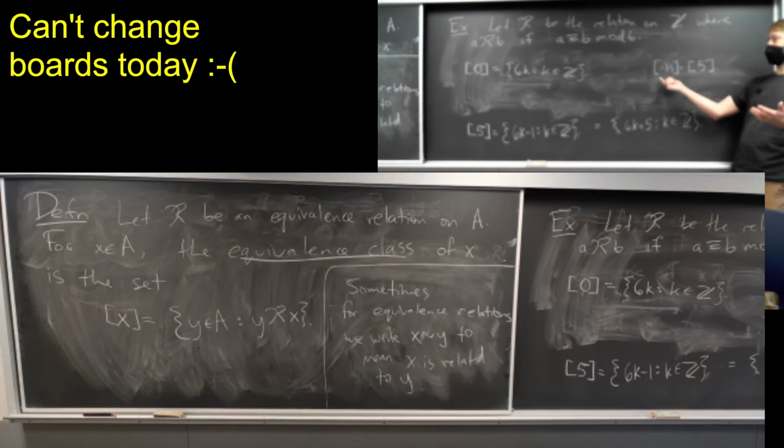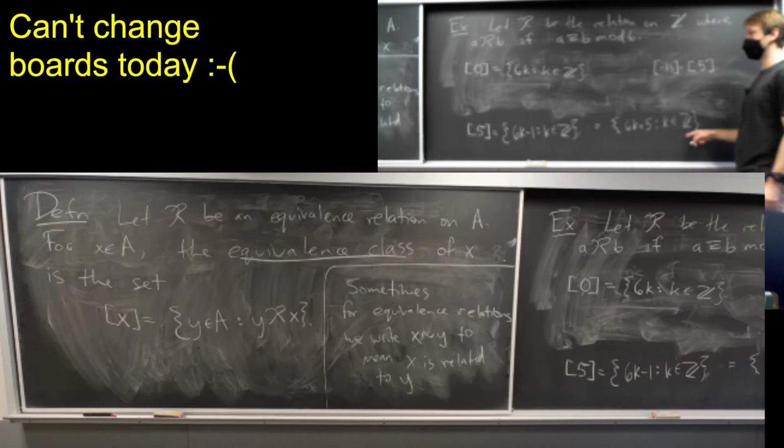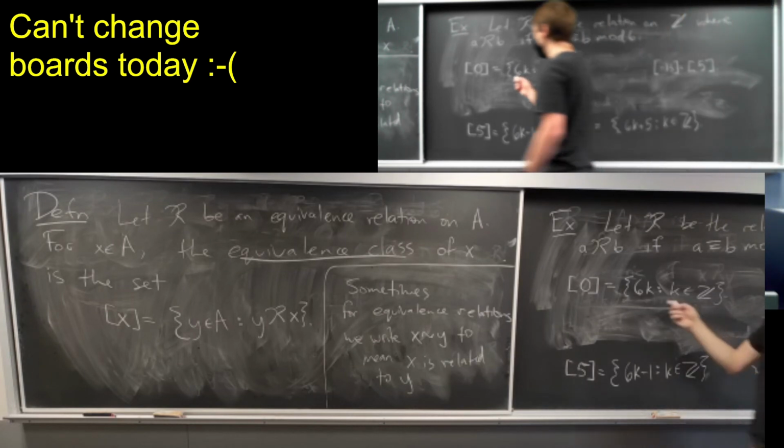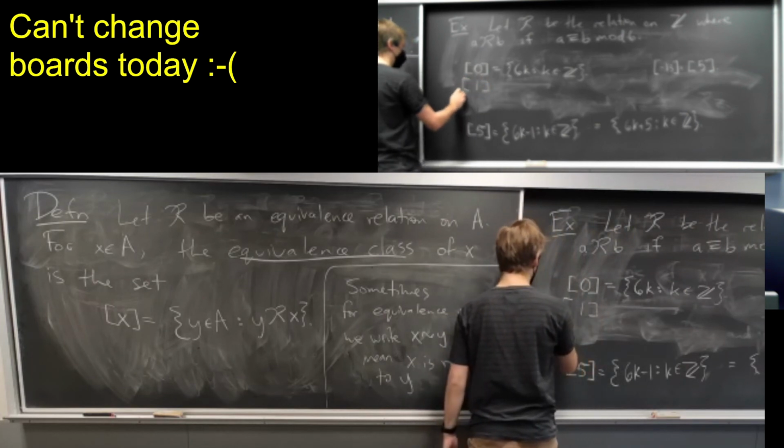But that's kind of clear, right? Because negative 13 has a remainder of 5 when you divide by 6, and so does 5. So if something's related to negative 13, it has a remainder of 5, and so it's related to 5 as well, and vice versa. So from this, you can kind of see that there's only going to be 6 different equivalence classes, essentially.